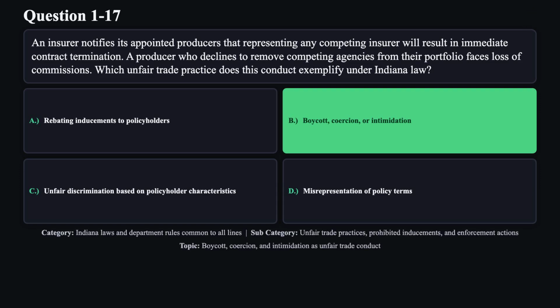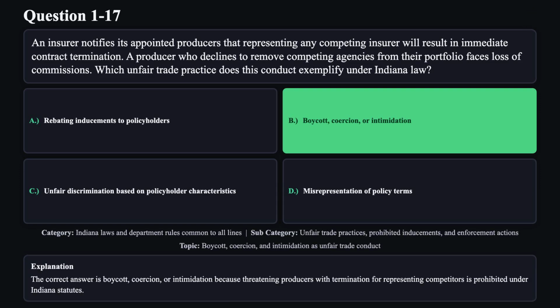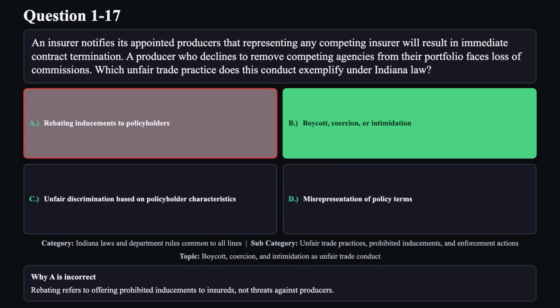The correct answer is B. The correct answer is boycott, coercion, or intimidation, because threatening producers with termination for representing competitors is prohibited under Indiana statutes. Reason A is not correct. Rebating refers to offering prohibited inducements to insureds, not threats against producers.